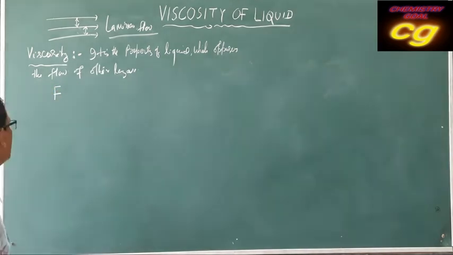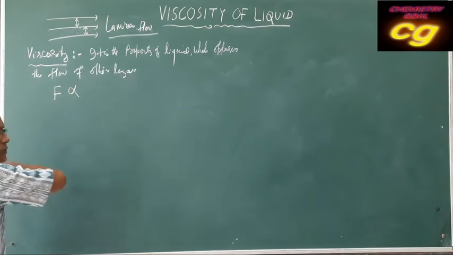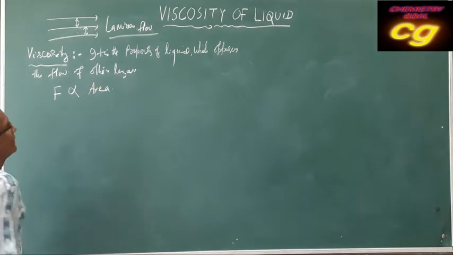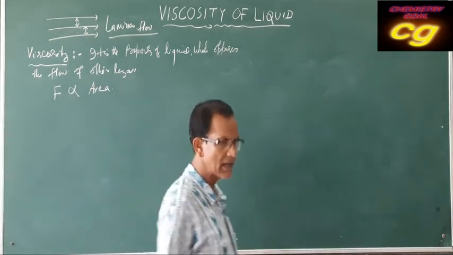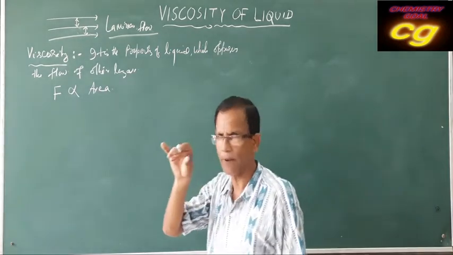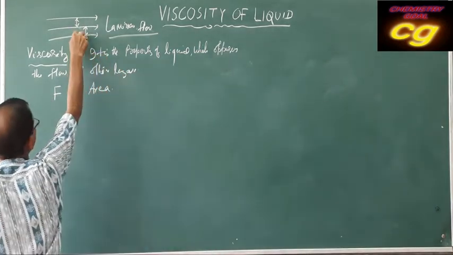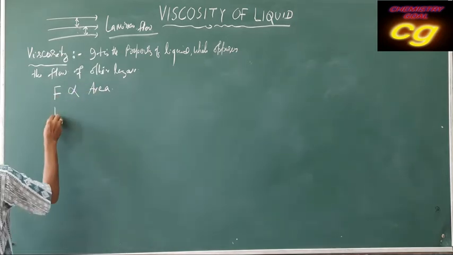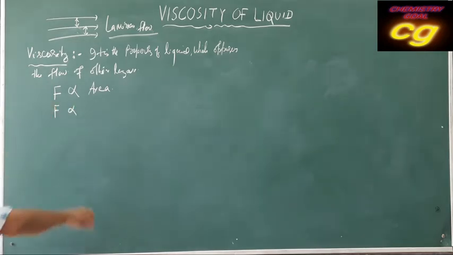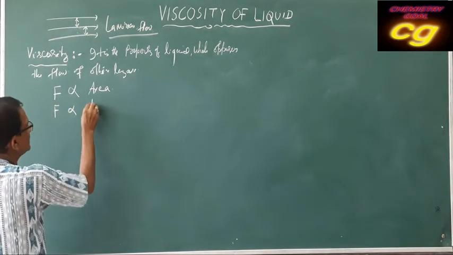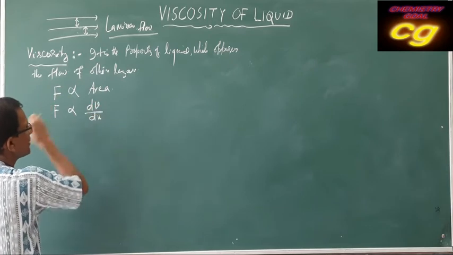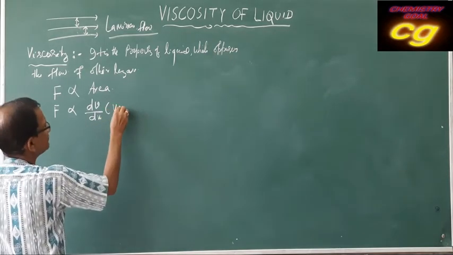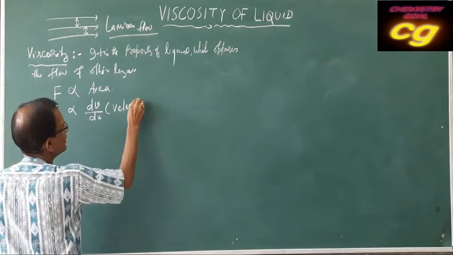This attractive force between two layers is directly proportional to the area, that is, how much area is covered by the liquid. That is the cross-sectional area. If the area is more, then force will be more. And this force is also observed to be directly proportional to velocity gradient, that is dV by dx. What is dV by dx? dV by dx is called velocity gradient.